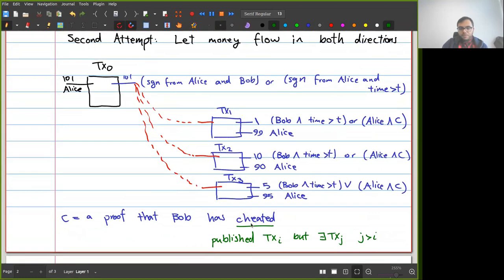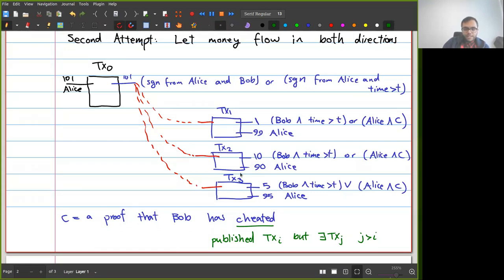But how can I prove if Bob cheats? How can I prove if Bob publishes transaction 3? First, consider that Bob would only cheat if it actually pays him more money. If I only had transaction 1 and transaction 2, transaction 2 is the one paying the most to Bob. So Bob would never publish transaction 1. That's just stupid. He would lose money. He would get 1 unit instead of 10 units, right? So I don't really want to guard against that.